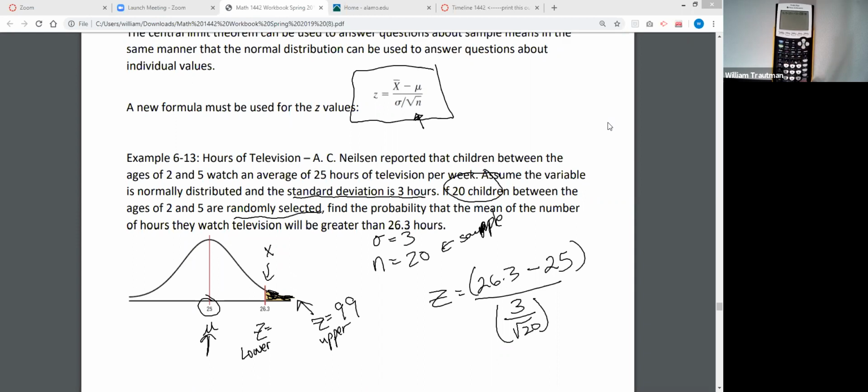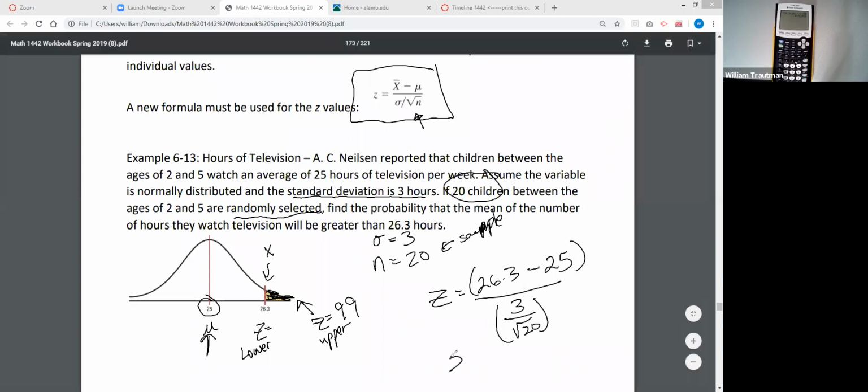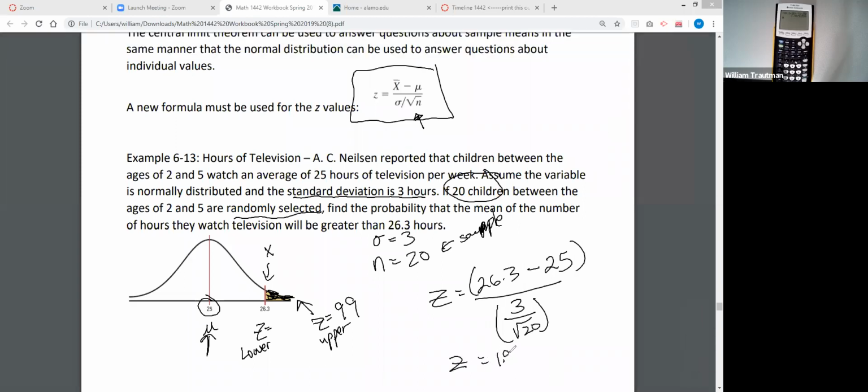Now when I hit enter, it should give me a Z value. Hopefully somebody here gets the same Z value as I do. I got a Z value of 1.937. Remember, Z values go 2 decimal places. So my Z value is 1.94. So we're using the lower as 1.94 and the upper as 99.